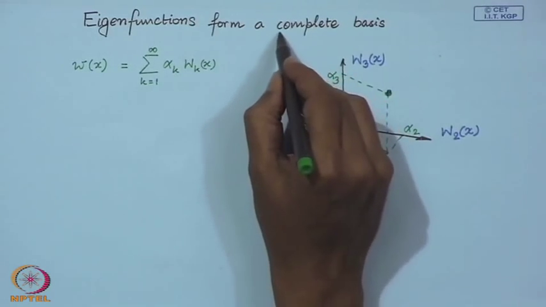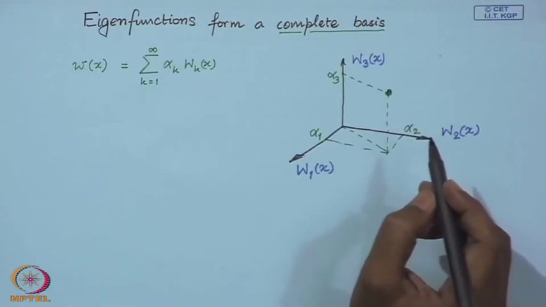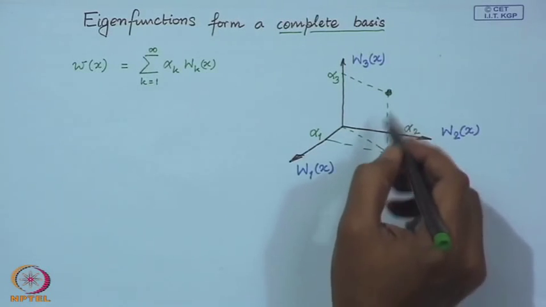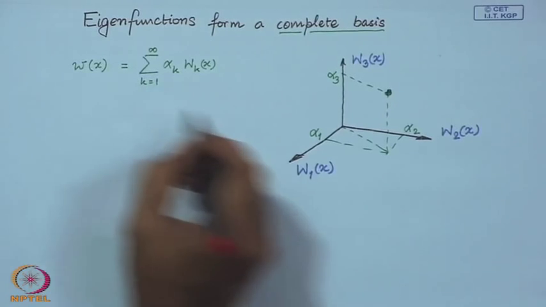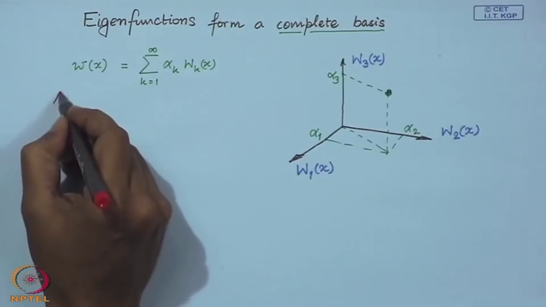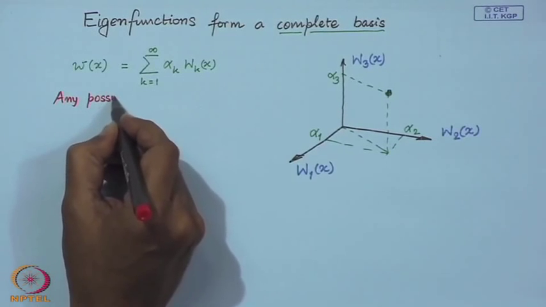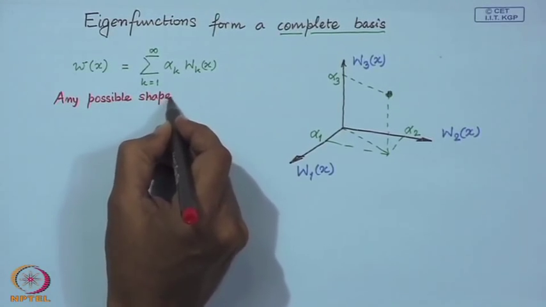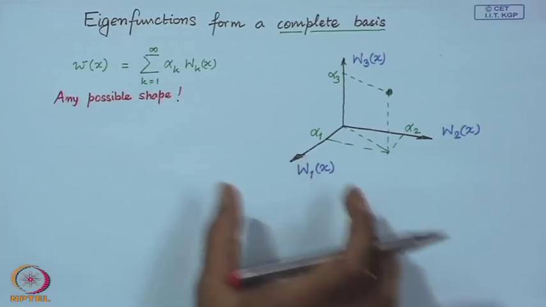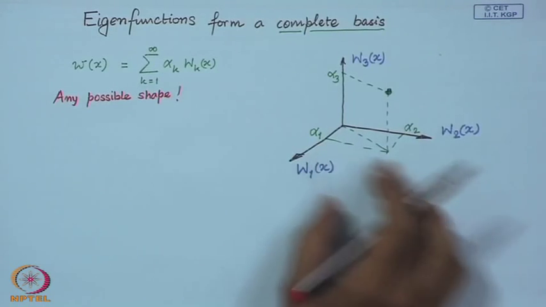Now, when we say this forms a complete basis, it means that any possible shape of the beam can be represented using these eigenfunctions. If any possible shape can be represented in this form, then we say that this forms a complete basis.